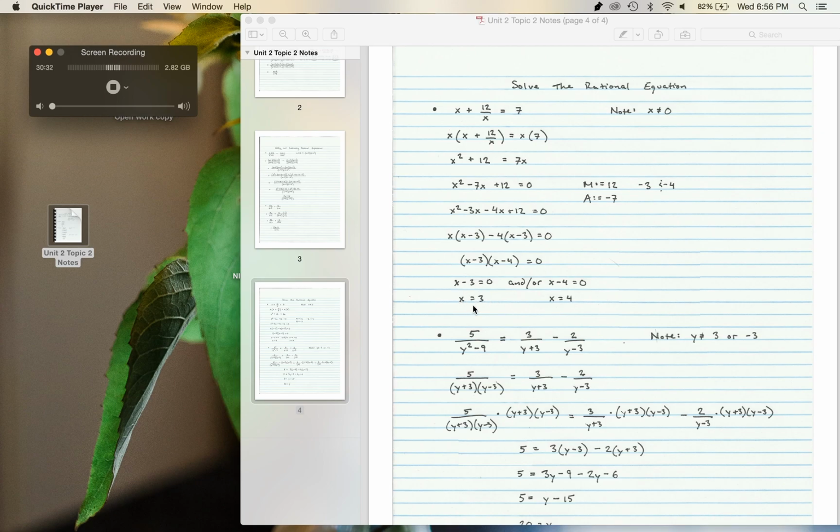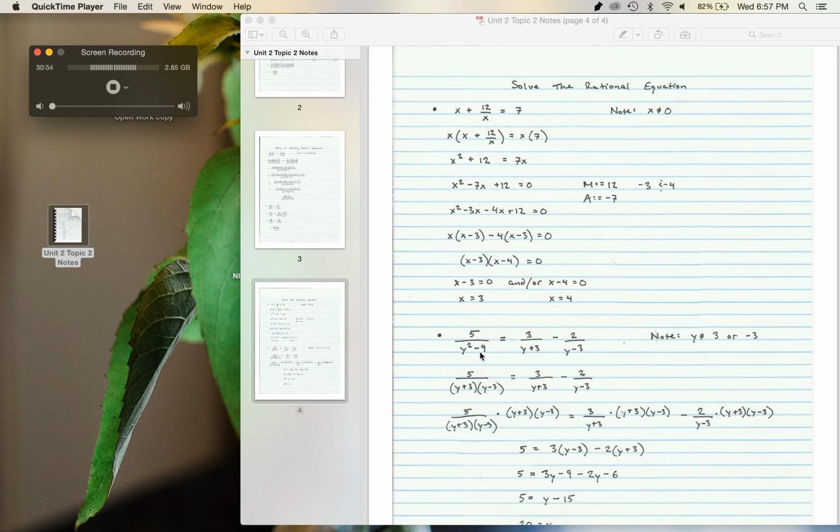x is allowed to be 3 because the only thing x can't be was 0. And x is allowed to be 4 because, once again, the only thing x can't be is 0. So these values of x make up my solution to this rational equation. Let's have a look at another one here.